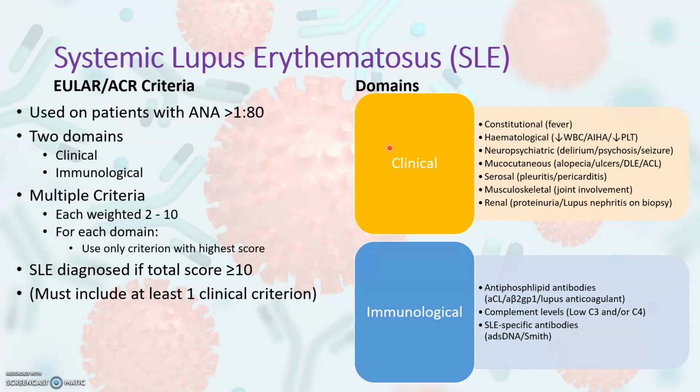So these criteria applied to patients with a positive ANA of more than 1 in 80, and the criteria are divided into clinical and immunological domains. Each criterion has a weighted score attached to it, and when you're scoring for each domain, you only take the score of the criterion with the highest score. If the total score in the patient adds up to more than 10, and at least one of those criteria are clinical, then the patient is said to have SLE.